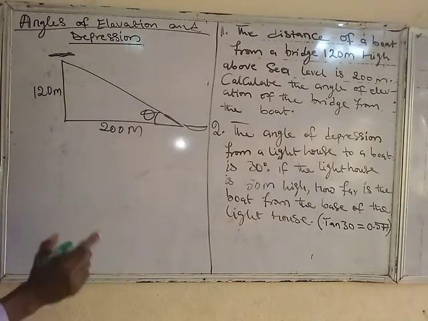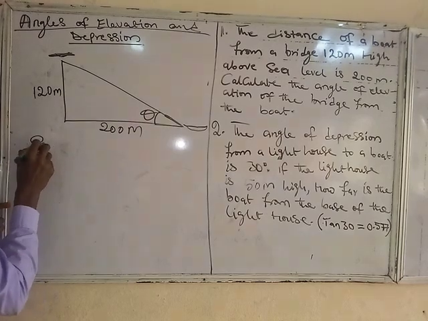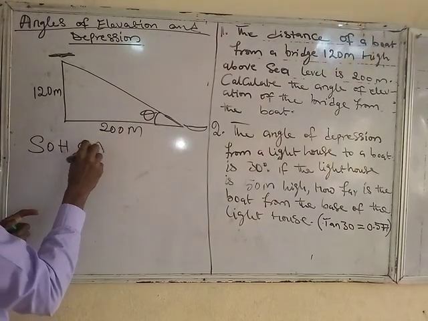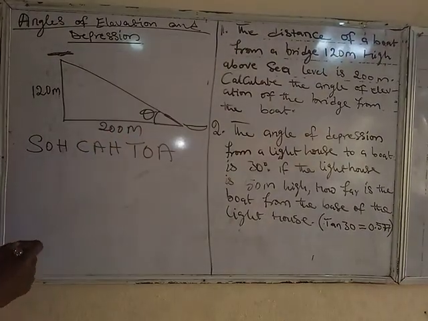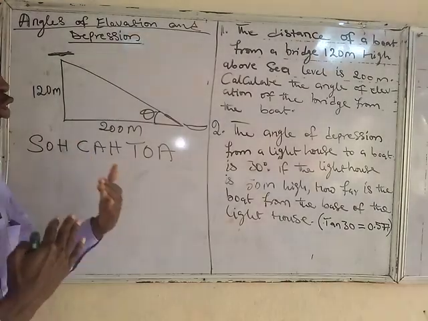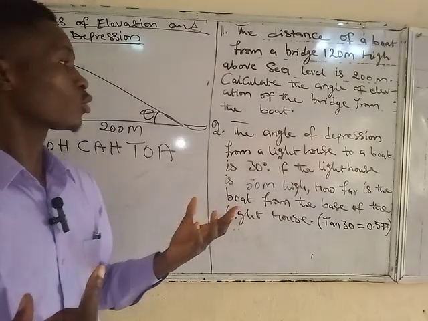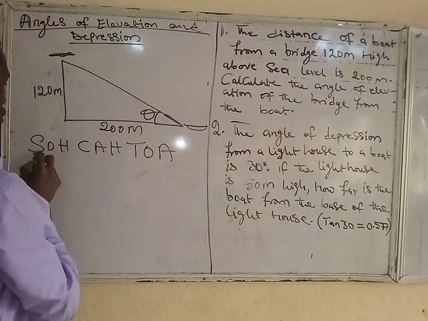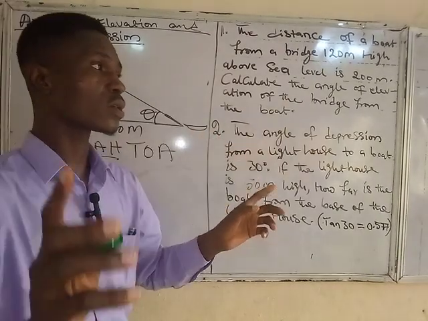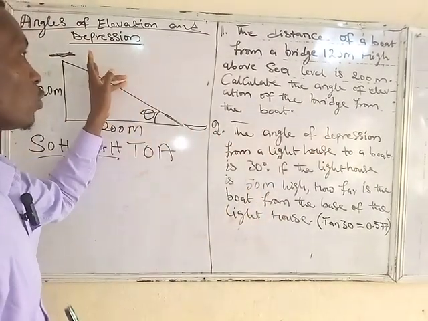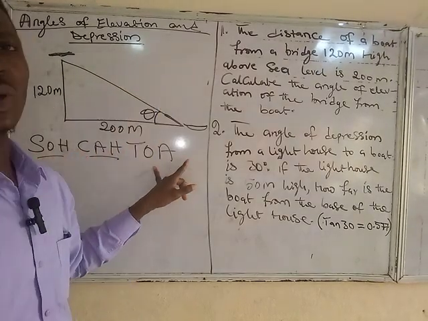Now, what do we use? We use our trigonometric ratio, which we know as SOH CAH TOA. Now, it may interest you to know that in solving angles of elevation and depression, we may not really need to use these first two, because angles of elevation and depression really don't talk about the slant height, which is the hypotenuse. So we may not really need SOH and CAH, but TOA will always come to play.